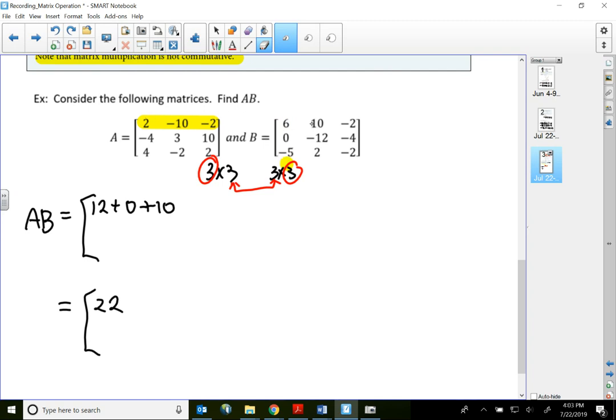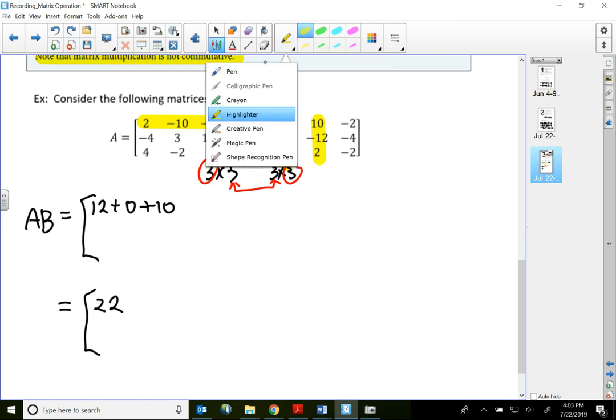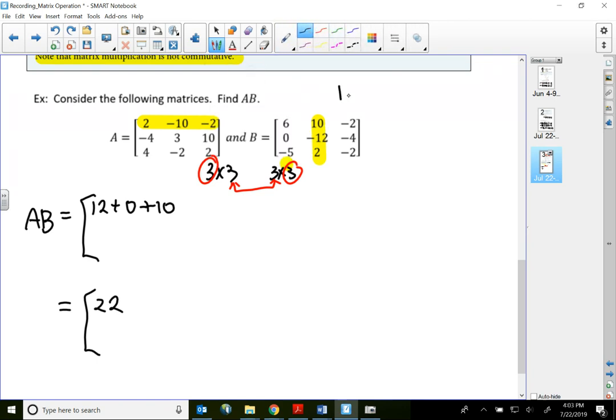Let's do row 1, column 2. So think about this. Row 1, column 2 will be the 1, 2 entry for my answer. The 1, 2 entry on the answer is row 1, column 2. So that will be this one right next to the 22. So that will be negative 10. Excuse me. Start with 2 again. All right.